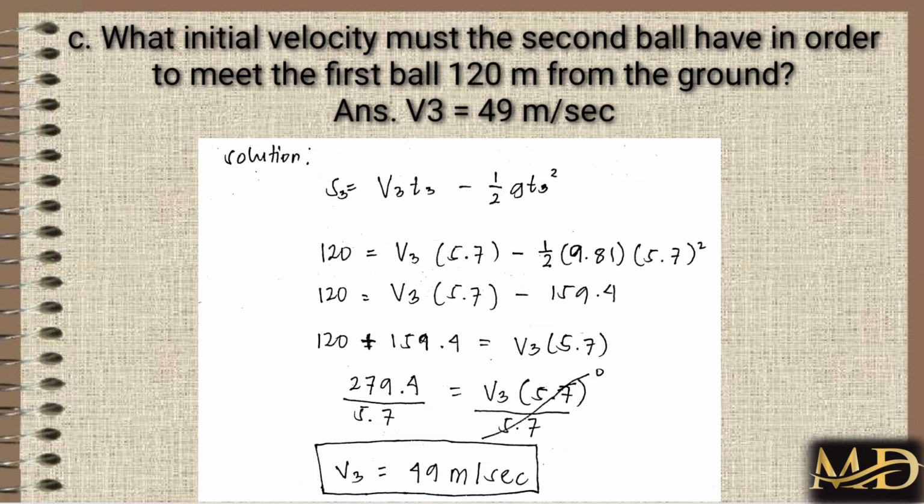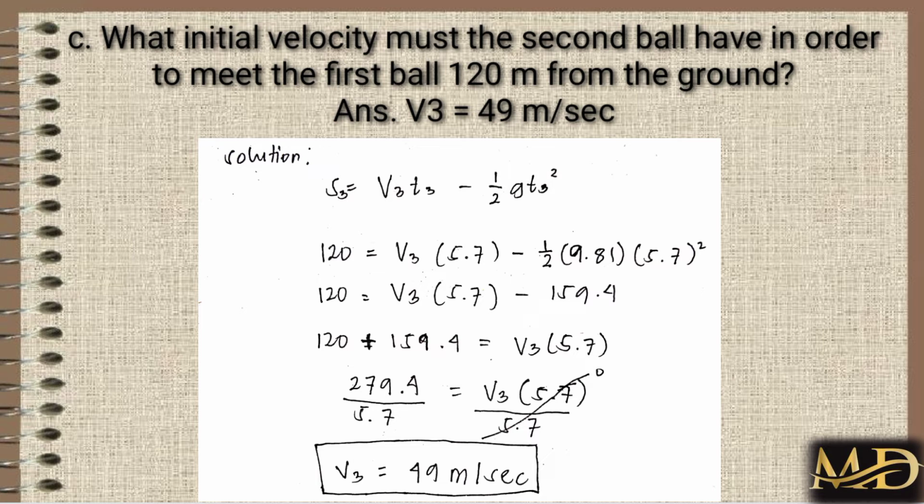Let us see what initial velocity the second ball must have in order to meet the first ball 120 meters from the ground. S3 is equal to V3 times T3 minus 1 half G T3 squared. So 120 is equal to V3 times 5.7 minus 1 half times 9.81 times 5.7 squared. So 120 is equal to V3 times 5.7 minus 159.4. Then 120 plus 159.4 is equal to V3 times 5.7.